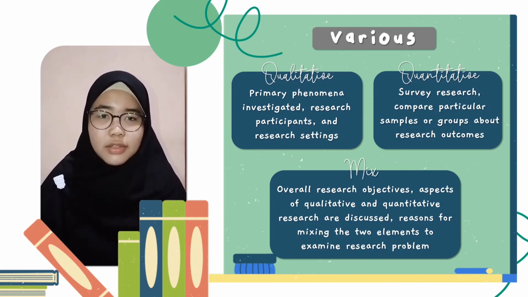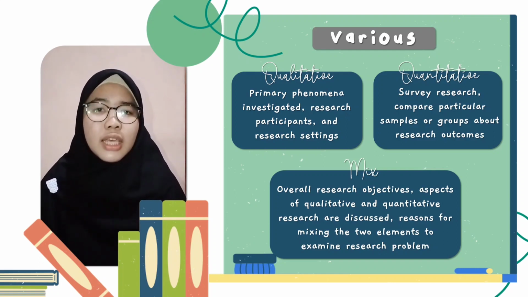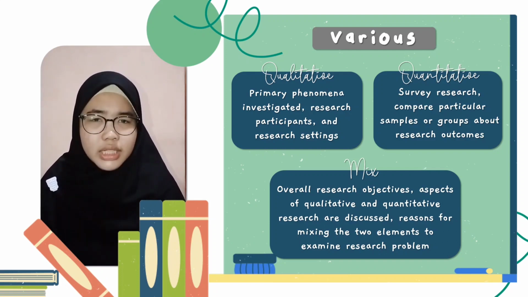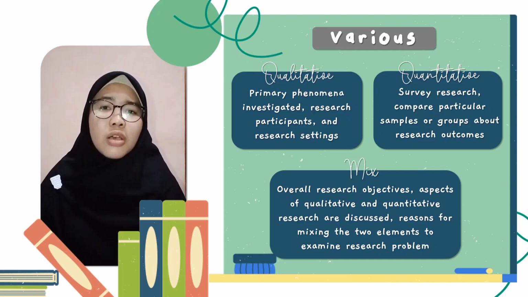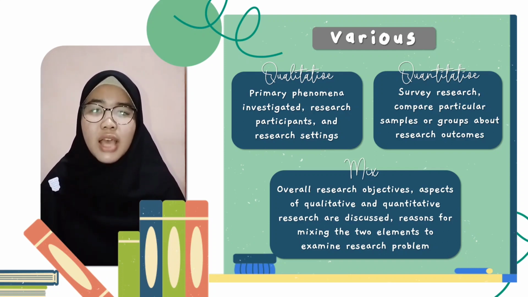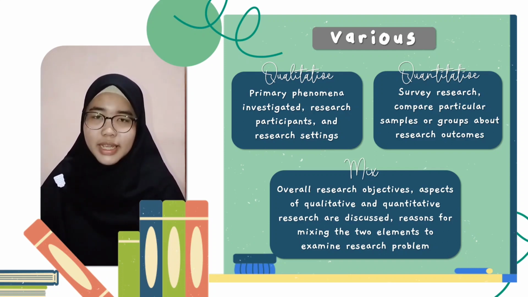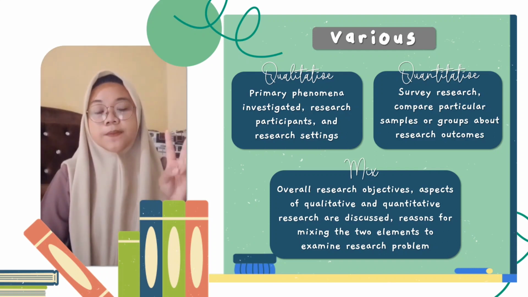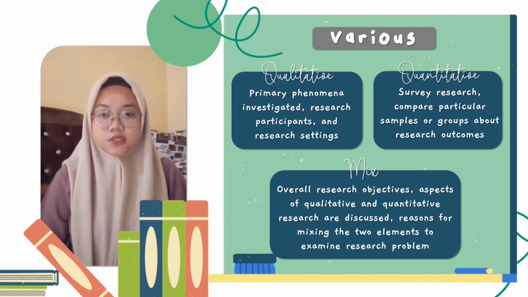Second, quantitative method. Generally, it will bring us into experimental, survey, and correlational. If qualitative method has participant, quantitative method has population and sample as the research subject. The objective of mixed method research. So there are three purposes of mixed method research.